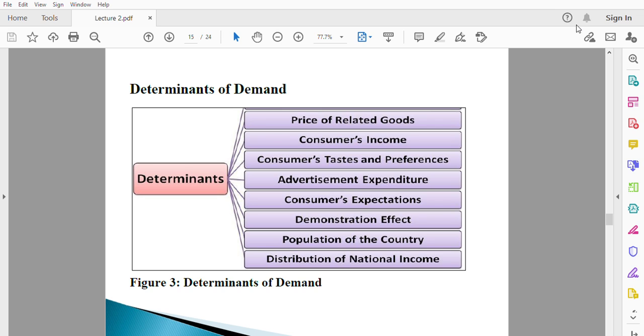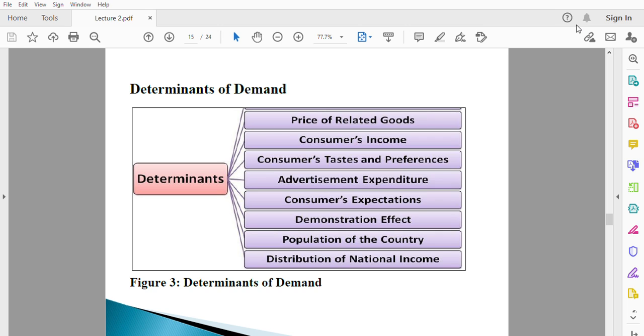And also consumers' taste and preference. If a consumer loses taste or preference for a particular commodity, even if the price has not changed, the person will stop buying that commodity. Advertisement expenditure. Bear with me, sometimes you buy a particular commodity because of how appealing the advertisement of that commodity is, not because you like that commodity, but the advertisement appeals so much to your taste that you want to try that commodity. That also changes demand, though the price has not changed.